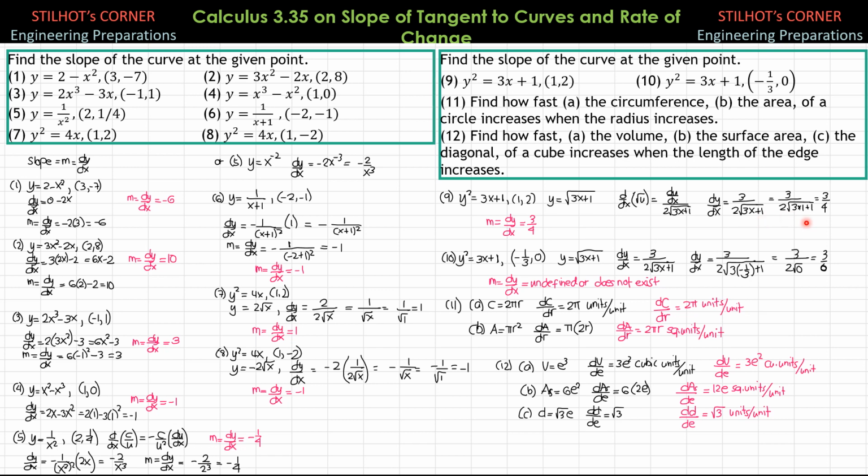Substitute the value of x, which is 1. That's the square root of 4, which is 2. So 3 over 2 times 2 is 3/4. So the slope is 3/4.